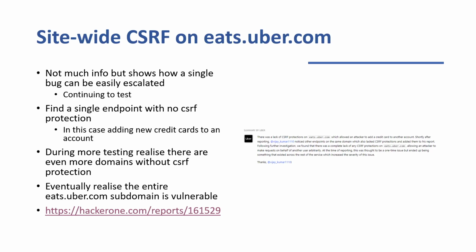Site-wide CSRF on eats.uber.com. Now there's not much info here, but I think it's really useful to see how a single bug can be really easily escalated by just continuing to test. So find a single endpoint with no CSRF protection. In this case, it was adding new credit cards to an account. A useful bug on its own, they reported it. But then during more testing, they realized the entire eats.uber subdomain is vulnerable, and none of it had CSRF protections. This is just an example of taking something that's very simple CSRF and realizing, hang on, this is everywhere, and really upping that impact even further.